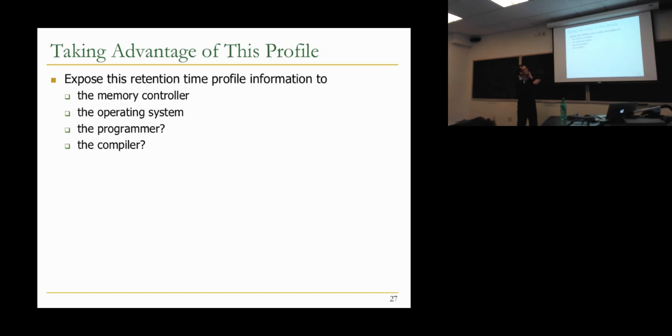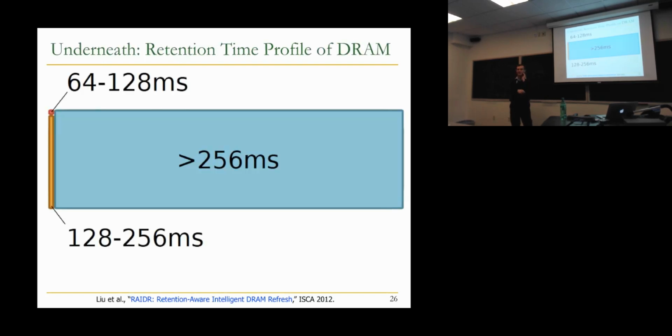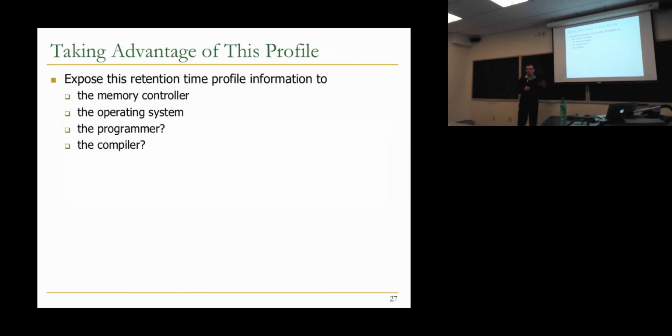So you could expose it to the memory controller, right? If the memory controller knew which rows needed to be refreshed every 64 milliseconds versus every 128 milliseconds versus every 256 milliseconds, it could refresh each row according to how often it needs to be refreshed. That way you could reduce the number of refreshes significantly. And that's one idea. I'll give you some results very briefly based on that. But there are other options, and this could be reasonably simple, although there are a lot of complexities related to this. We'll get to this.